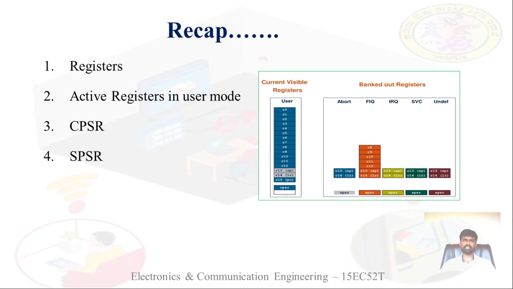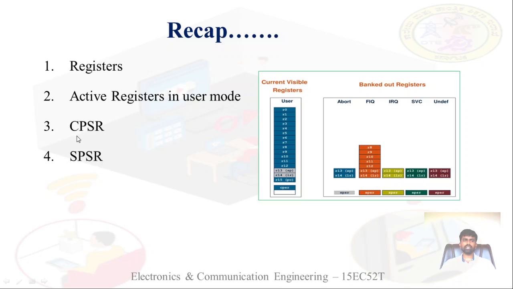Before starting this class, we will see what we have studied in the previous lecture. As you know, in the previous lecture, we studied the different registers available in the ARM processor. There are 37 registers. Out of those 37 registers, 20 are banked registers. Another 17 registers are visible to users. And we also studied the different active registers in the user mode.